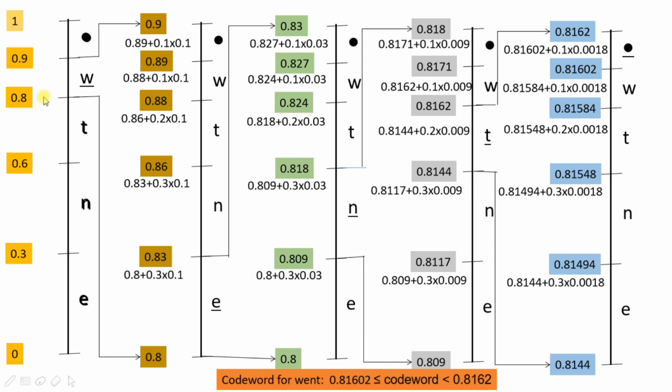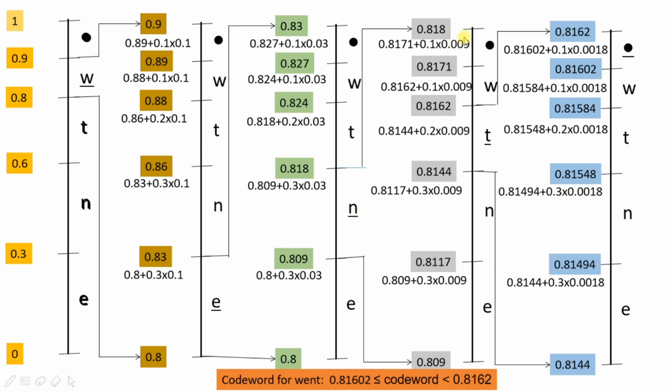So now 0.8161 in the first step, the 0.8161 lies in this range. Therefore, that corresponds to the character W. Therefore, the first character in the received word is W. Then, in the second stage, 0.8161 lies in this interval. Therefore, the second character present in the received word is E. Then, in this stage, 0.8161 lies in this range. So, this range corresponds to the character N. Therefore, the third character of the received word is N.